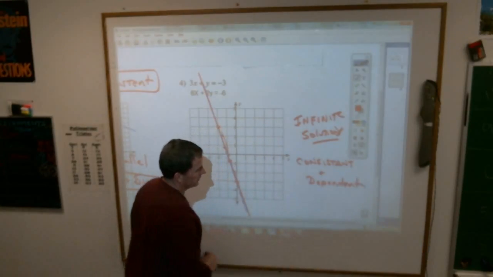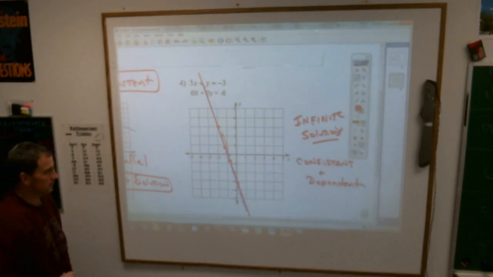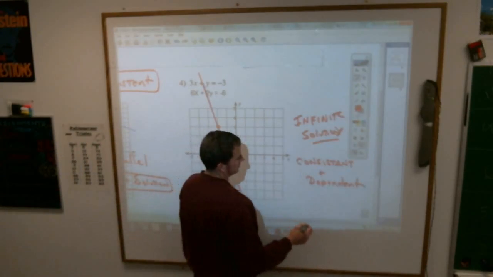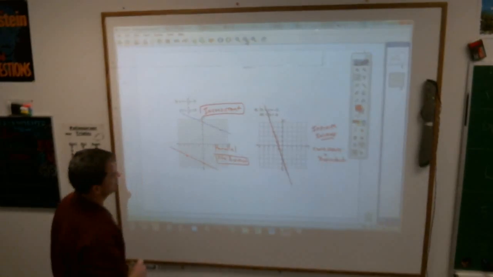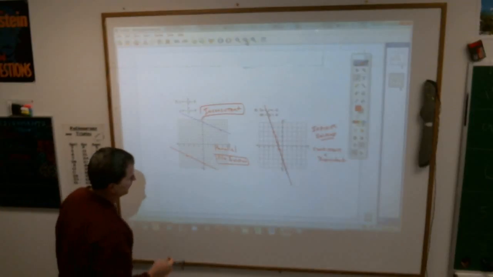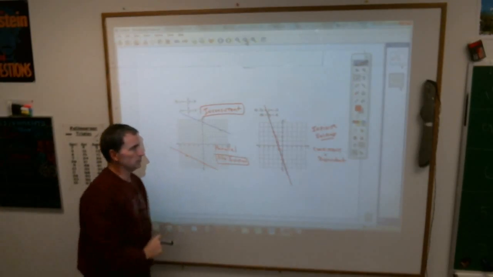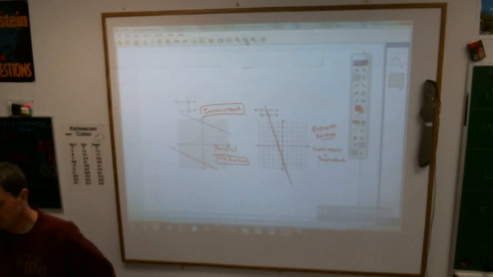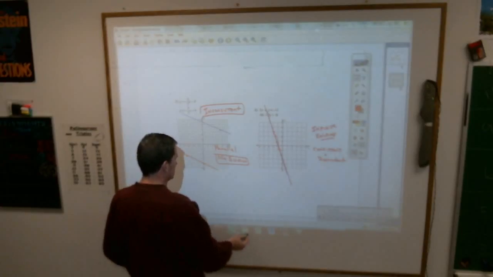Did you spell that right? Consistent and dependent. I did. So just make sure you have that in your notes at some point. So your choices are either they cross in one point, they never cross and are parallel, or they end up being the same line. And you get different answers for each of those problems. Confusion's good.